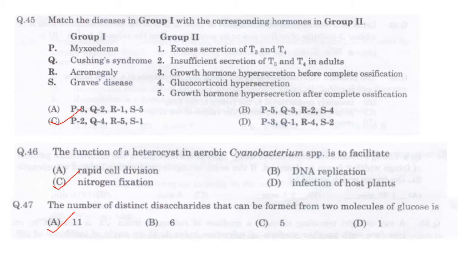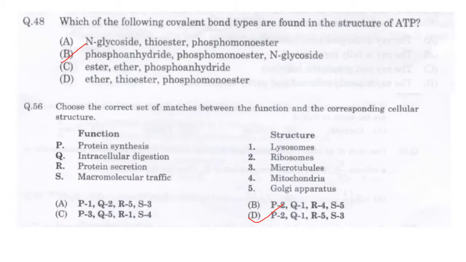The function of heterocyst in aerobic cyanobacterium species is to facilitate nitrogen fixation. Then the number of distinct disaccharides that can be formed from 2 molecules of glucose is 11. Next one. Which of the following covalent bond types are found in the structure of ATP? You will have phosphoanhydride bond, phosphomonoester bond and N-glycosidic bond. These bonds are found in ATP. If you see any biochemistry books, you will get this structure with features and everything. Okay.